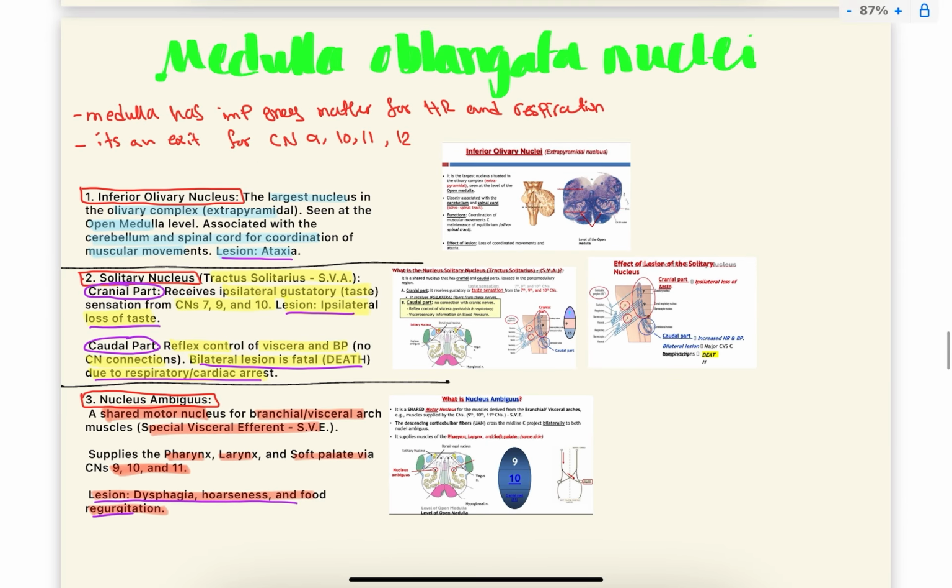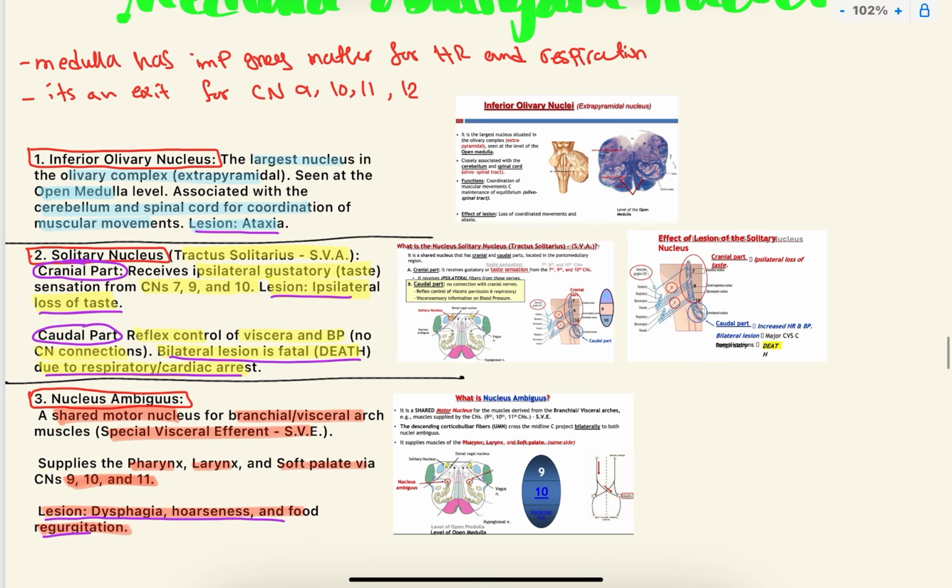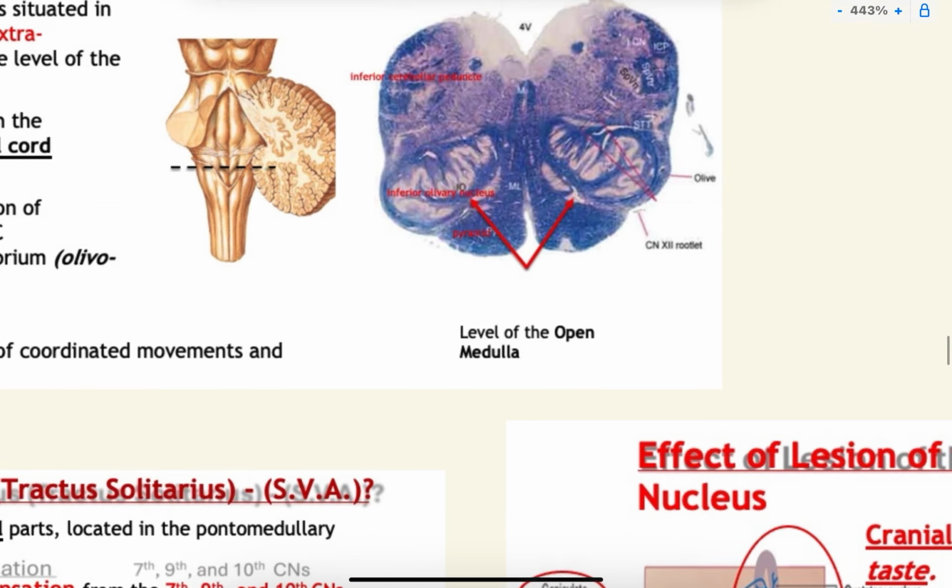Now let's talk about the medulla oblongata. So the medulla, what does it have? It has gray matter associated with helping the heart rate and the respiration. Also, it has cranial nerves 9, 10, 11, and 12, and this is what we talked about in the previous video. Now, it's important to know that in the medulla oblongata, I will have the inferior olivary nucleus.